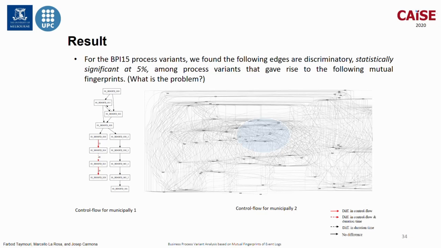Indeed, it is an interesting issue for us to see such noisy mutual fingerprints. After a detailed investigation, we realized that most of the traces in municipality 2 share at least one discriminative feature. Therefore, the filtering mechanism keeps almost all the initial traces. And this is why at the end we have a very, let's say, noisy mutual fingerprint.